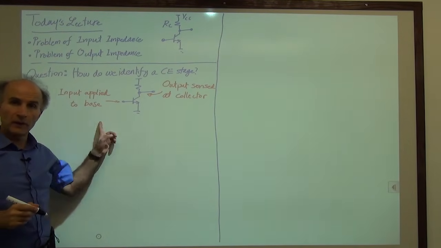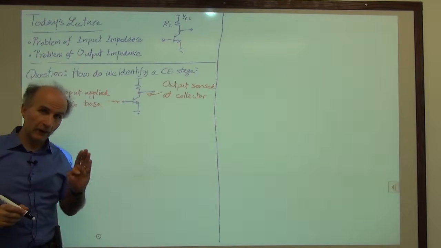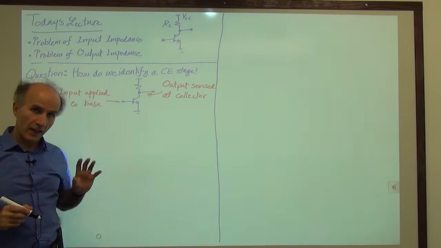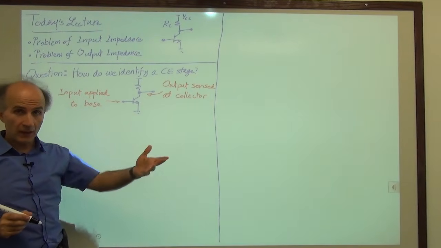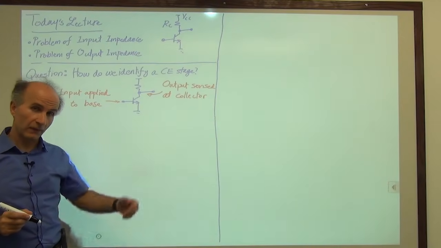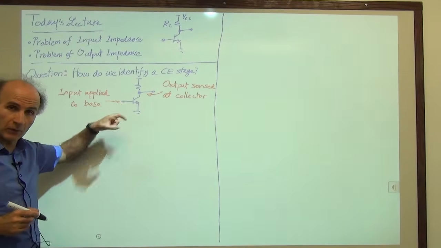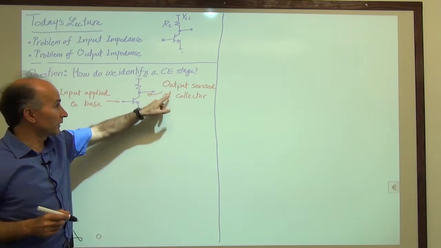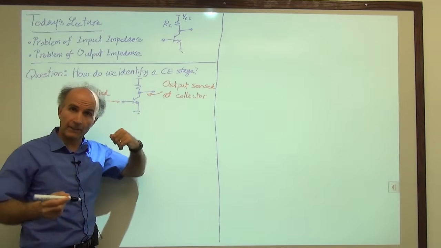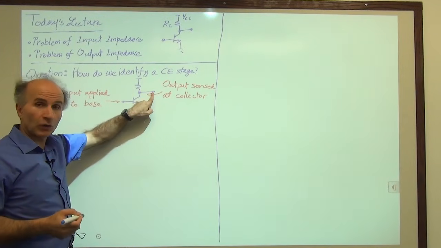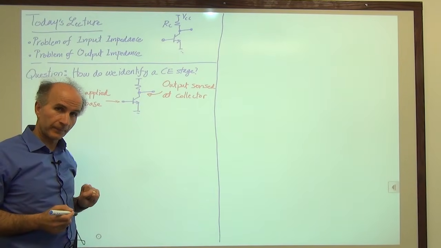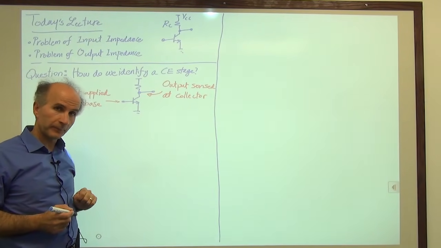So with these two, we can uniquely identify a common emitter stage and not confuse it with other stages, other circuits that we will see in the future. So it's good to remember, the input is applied to the base, the input meaning the signal, and the output, that signal, which is probably amplified, is sensed or taken at the collector. All right, that's how we remember it.